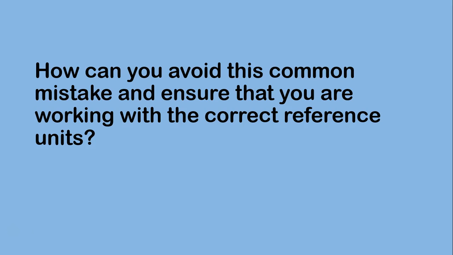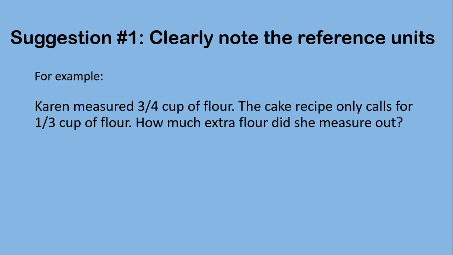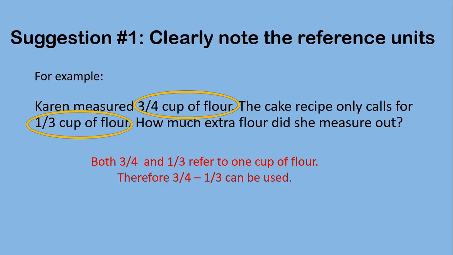So how can you avoid this common mistake and ensure that you are working with the correct reference units? My first suggestion is to clearly note the reference units. For example, Karen measured 3/4 cup of flour. The cake recipe only calls for 1/3 cup of flour. How much extra flour did she measure out? Here, the 3/4 is 3/4 of 1 cup of flour, and the 1/3 is also referring to 1/3 cup of flour. Therefore, 3/4 minus 1/3 can be used to solve this problem.